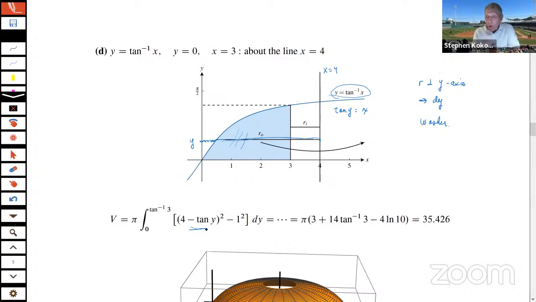So there's the outer radius squared. The inner radius represented right here, well, that's kind of easy. That's straightforward. That's always 1. So there's the inner radius squared.